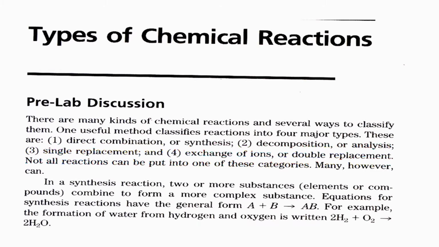In a synthesis reaction, 2 or more substances, elements, or compounds combine to form a more complex substance. Equations for synthesis reactions have the general form A plus B yields AB. For example, the formation of water from hydrogen and oxygen is written as 2H2 plus O2 yields 2H2O.